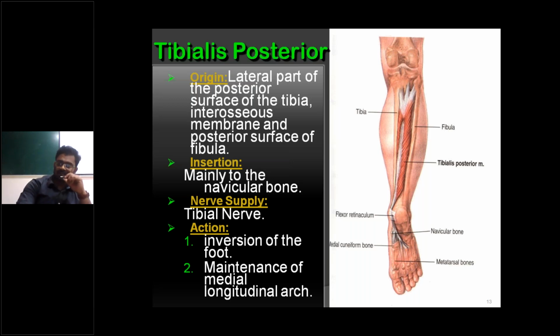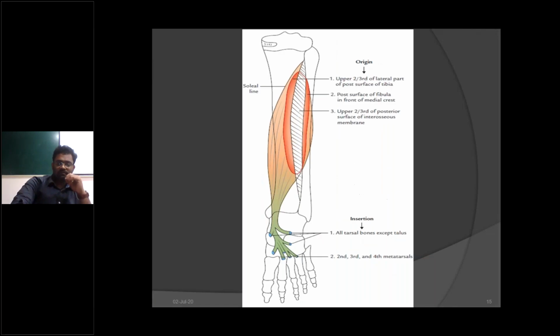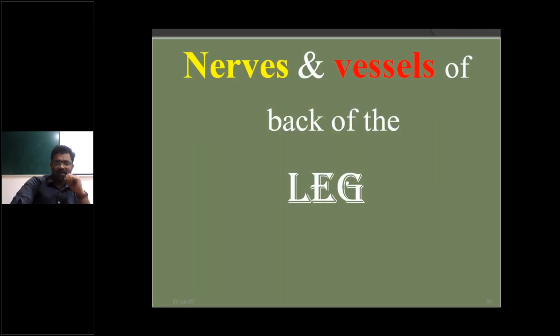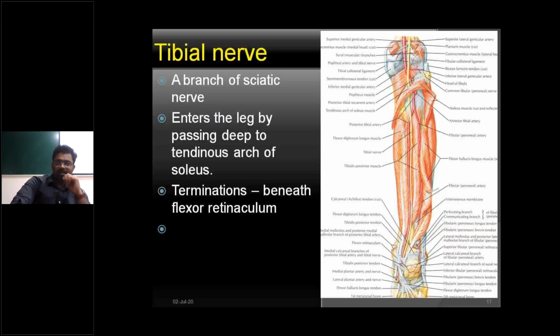Tibialis anterior in the anterior compartment, tibialis posterior in the posterior compartment of the leg. Right. So that's about the muscles of the posterior compartment, or flexor compartment, of the leg. Next one, nerves and vessels of the back of the leg.